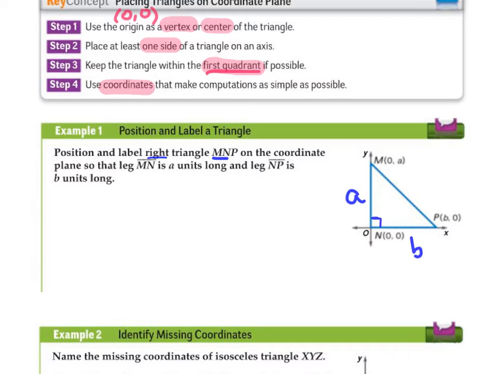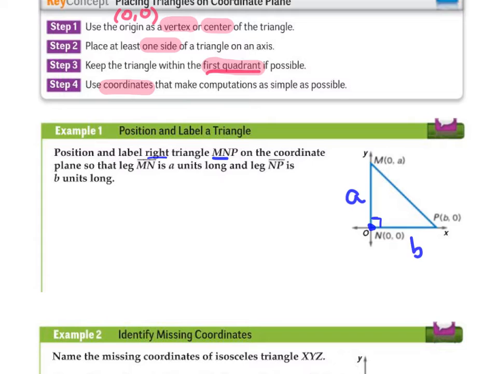Okay, so putting both of these legs right here on these axes is going to make our computations a lot easier. So placing the right angle right here at angle N at the origin allows our two legs, MN and NP, to be on the y-axis and the x-axis. And remember, one of our steps said put the vertex or the center at the origin. The vertex is right here at angle N.